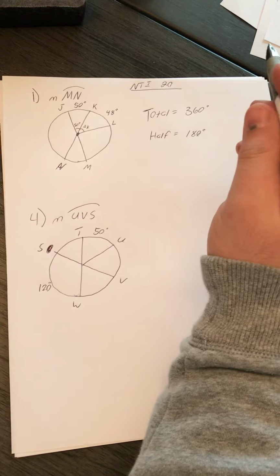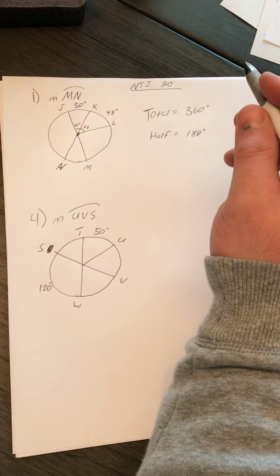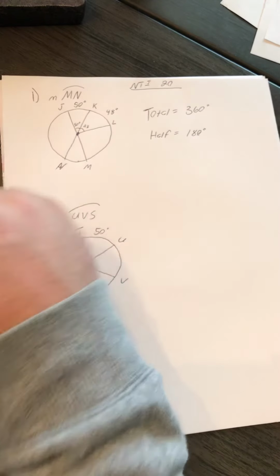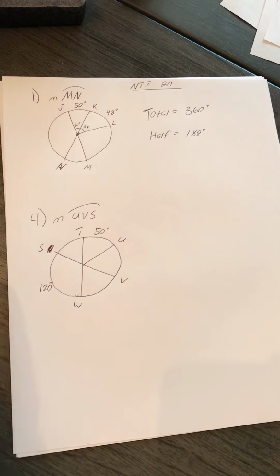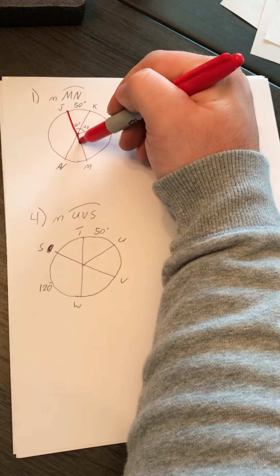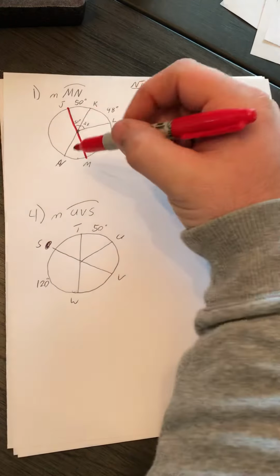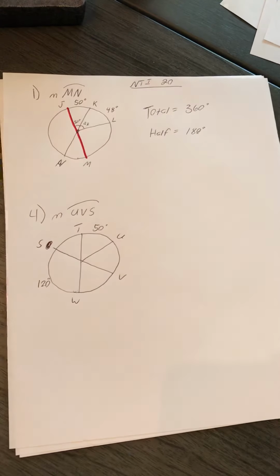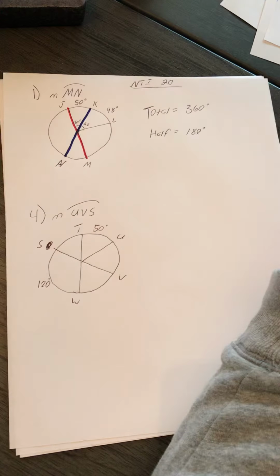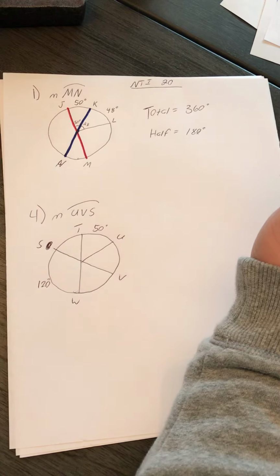A couple other things. It says in the instructions, assume that lines that appear to be diameters are actually diameters. If it didn't tell me that, I probably couldn't do this whole worksheet. That means this line right here that looks straight, you can assume cuts the circle exactly in half and is one connected line. Same thing with this line right here. You have to have that bit of information to be able to do this.